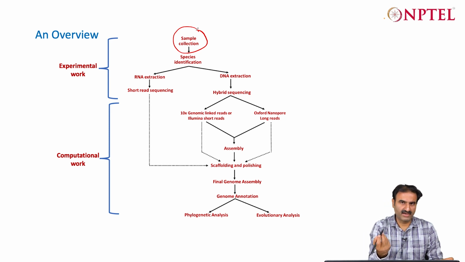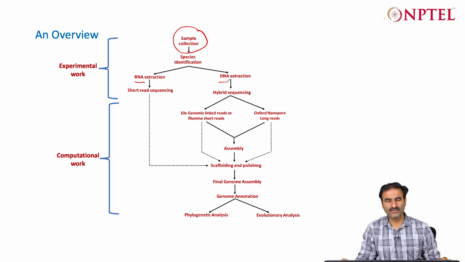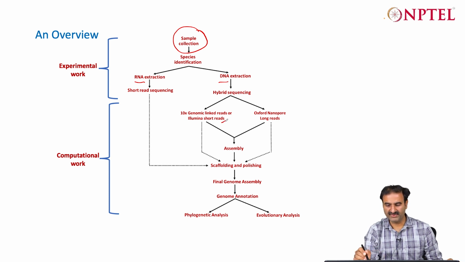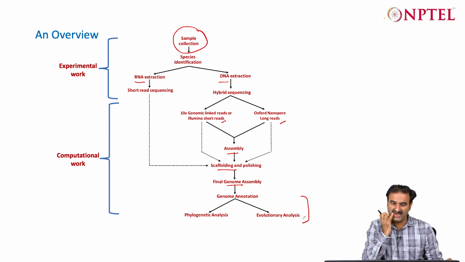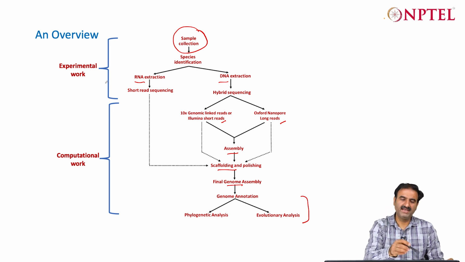Then there are two parts, RNA and DNA extraction, that we have to do to go for the molecular biology experiments and sequencing. Then we go for hybrid sequencing, as we discussed earlier, generating long reads, short reads and linked reads, and their hybrid assembly followed by scaffolding and polishing that we saw in the last lecture, going to the final genome assembly followed by the genome annotation steps. All these steps we will cover, but today we will look mainly at the experimental part.